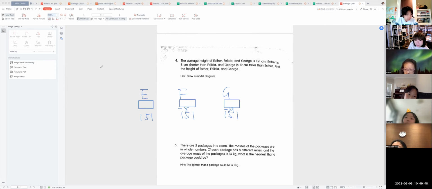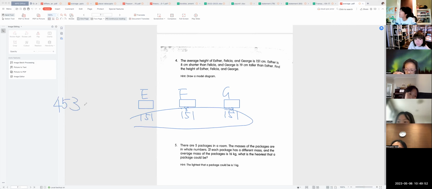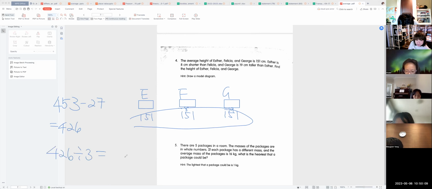So basically, all of them added together should equal 453, right? And if we take away the extra height of George and Felicia compared with Esther, that equals 426. And you're going to make everybody look like Esther. So 426 divided by 3 equals 142. That is Esther. Okay, so if you don't want to use the algebra way, you think about it this way, it also can be calculated.